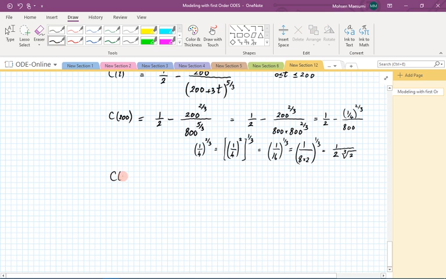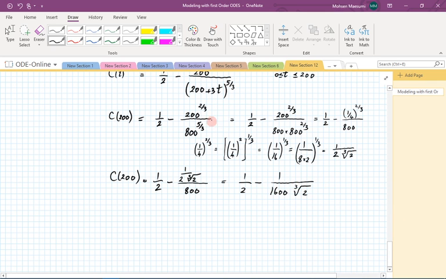So concentration at 200, the final answer is 1/2 minus... we wrote that as 1/2 cube root of 2 divided by 800. So it became 1/2 minus cube root of 2 over 1600.